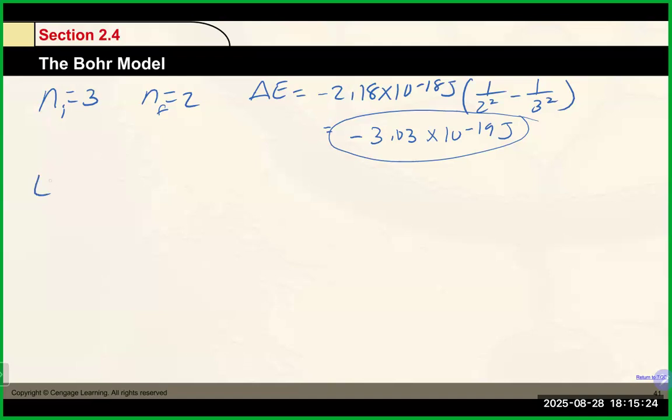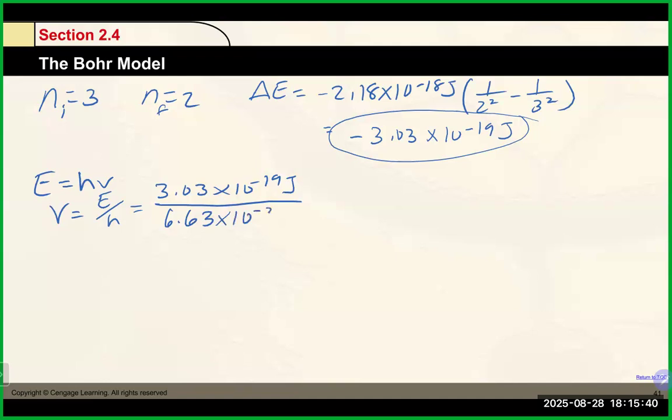We'll go frequency here next. So the frequency is going to be our E divided by H, taking the positive value here. Those are going to cancel, leaving us reciprocal seconds. So we'll end up here with, looks like a 4.57 times 10 to the 14 reciprocal seconds.